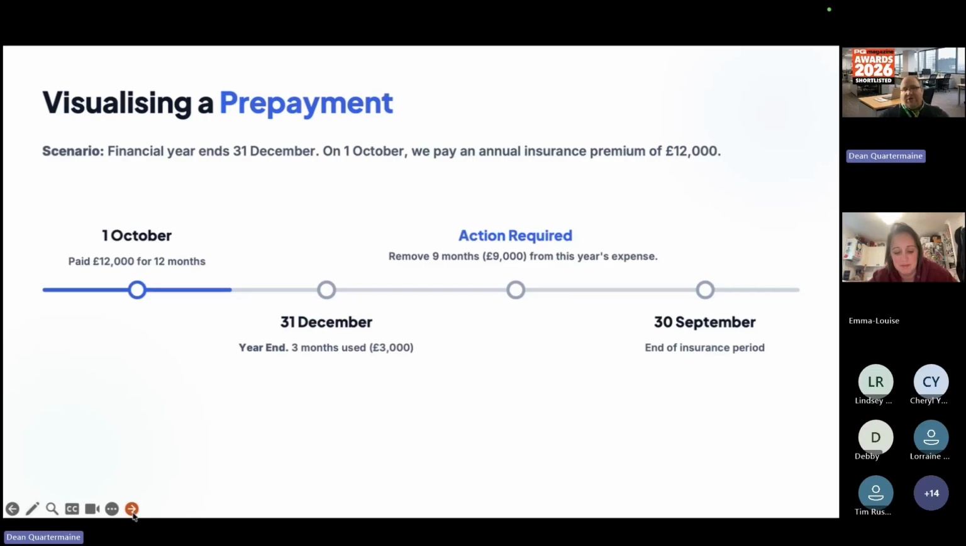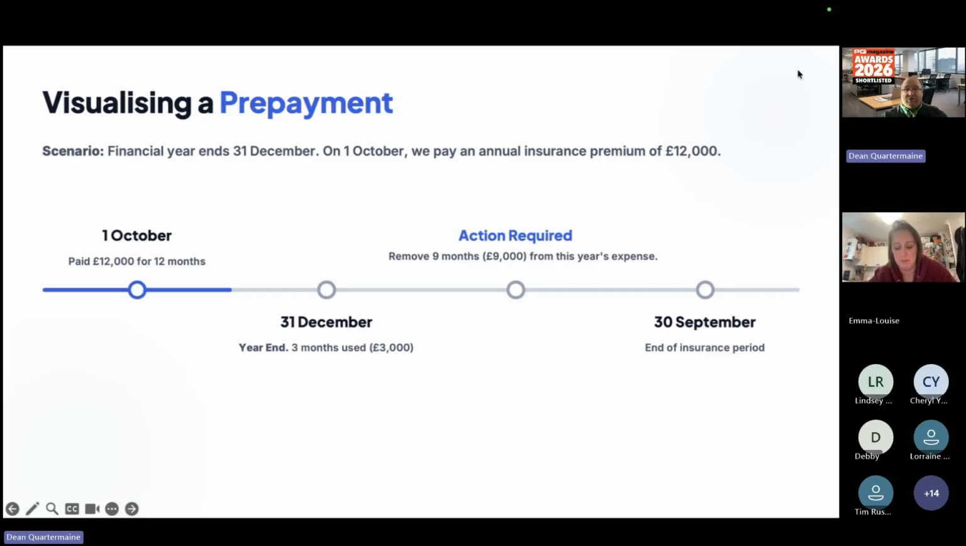It's a bit of a visualization then. I think sometimes it's just easier to visualize these things than it is me sitting here talking about it too much. So, got a financial year in line with the calendar year. So financial year ends on the 31st of December, and on the 1st of October, you pay an annual insurance premium of £12,000.